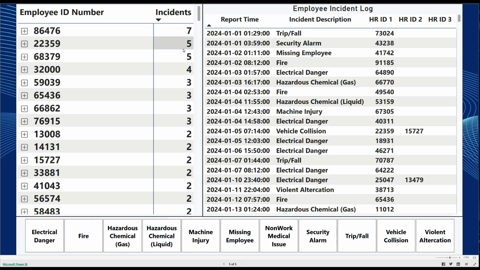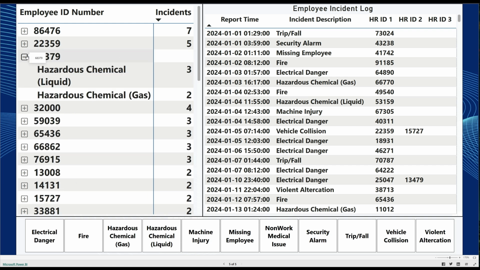22359, we can see had 5 incidents, and if I expand them, I can tell these were 5 vehicle collisions. Definitely a trend there that needs to be investigated. 68379 also had 5 incidents, and although they were related, they were technically 2 different types, hazardous chemical liquid and hazardous chemical gas. So when this person is around, there are lots of chemicals not in the places they should be.